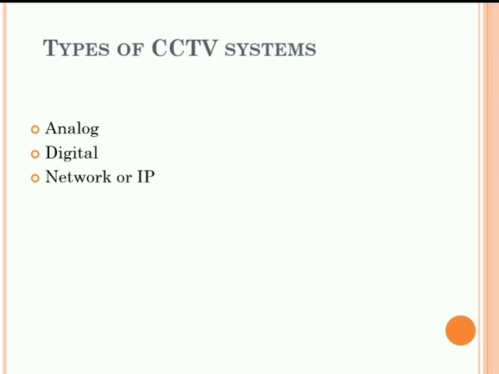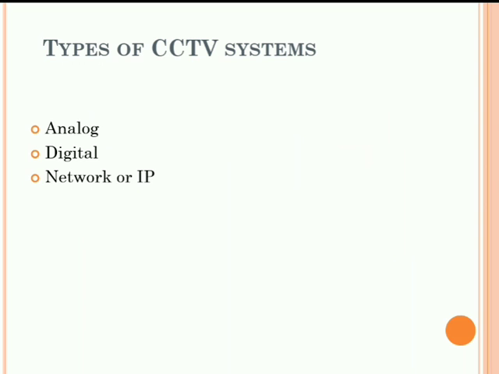Now let us move towards the next point, the different types of CCTV systems. What are the types of CCTV systems? Analog CCTV, digital, and network or IP CCTV. Now let us see what is analog CCTV. Analog CCTV uses BNC connections or a coaxial cable to transmit continuous video signals. They are relatively low resolution but cheaper and effective.